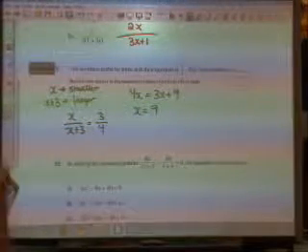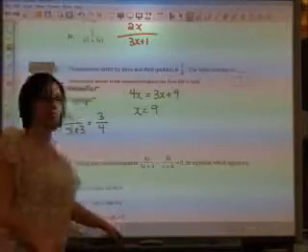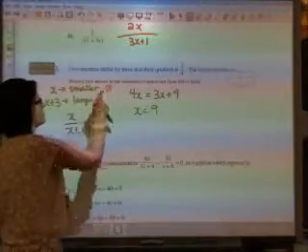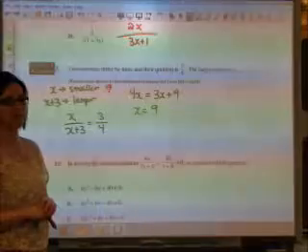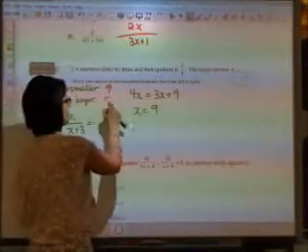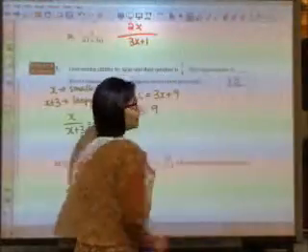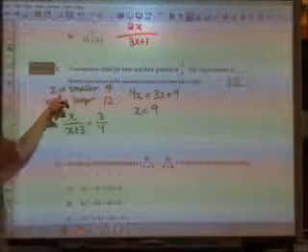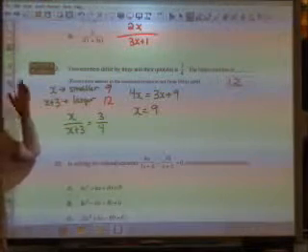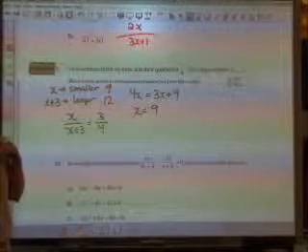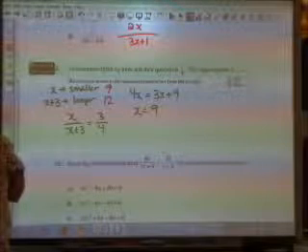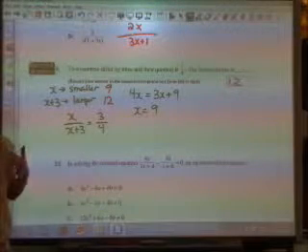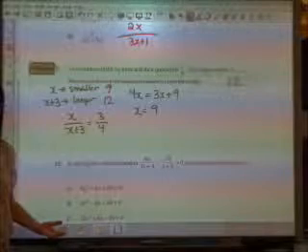Is that my answer? No, because 9 is the smaller number. So what's the larger number? 12. And if you had let x be your larger number, your smaller number would have been x minus 3, and it still would have worked out. In that case, you would have gotten that x equals 12 instead.